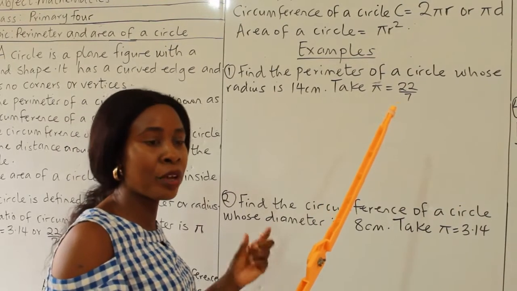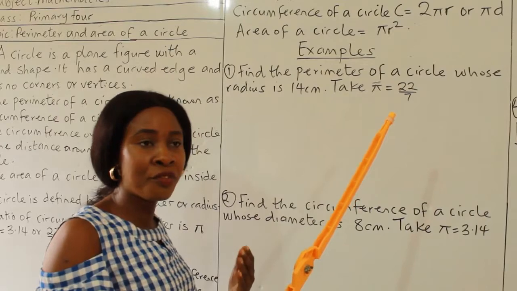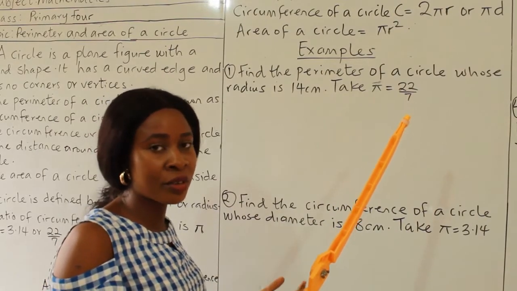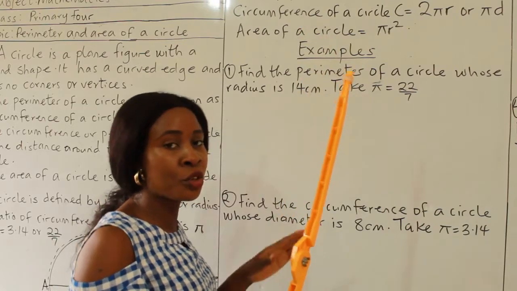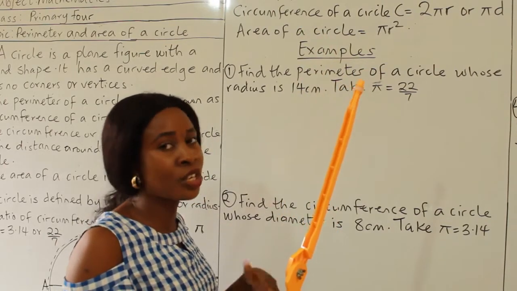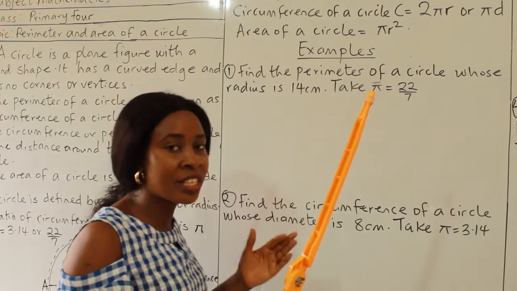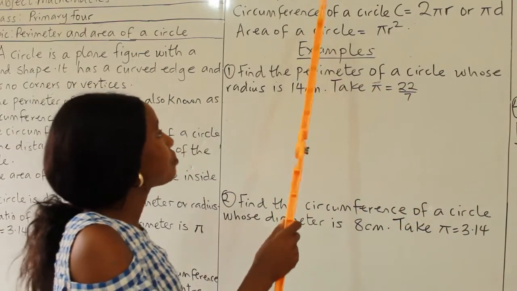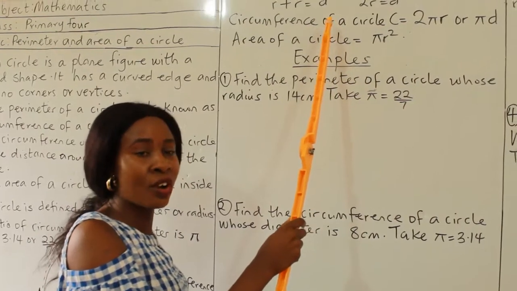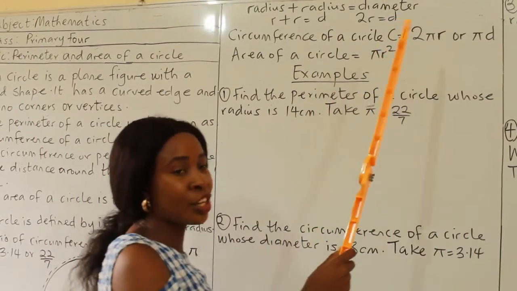You could be given 3.14 or you could be given 22/7. But in a situation where you're not given any number to represent pi, you can use any of the numbers and you still do your work correctly. And then the circumference of a circle has a unit.